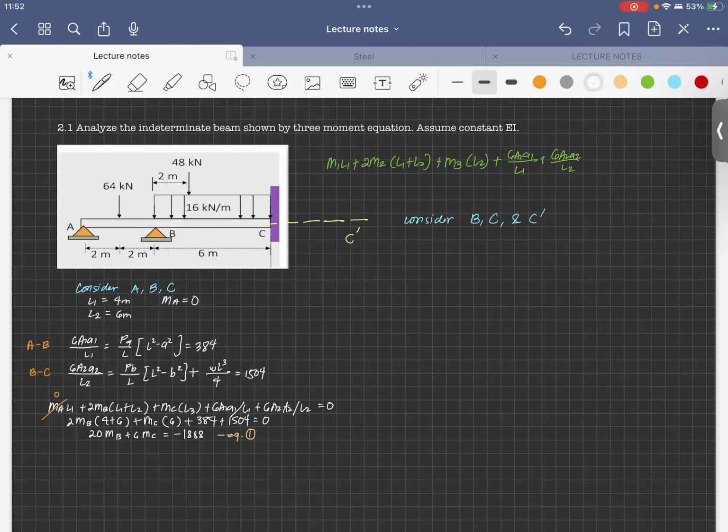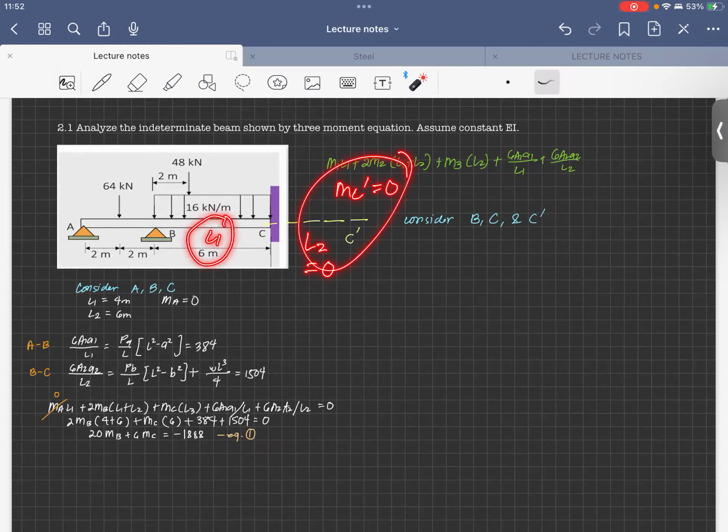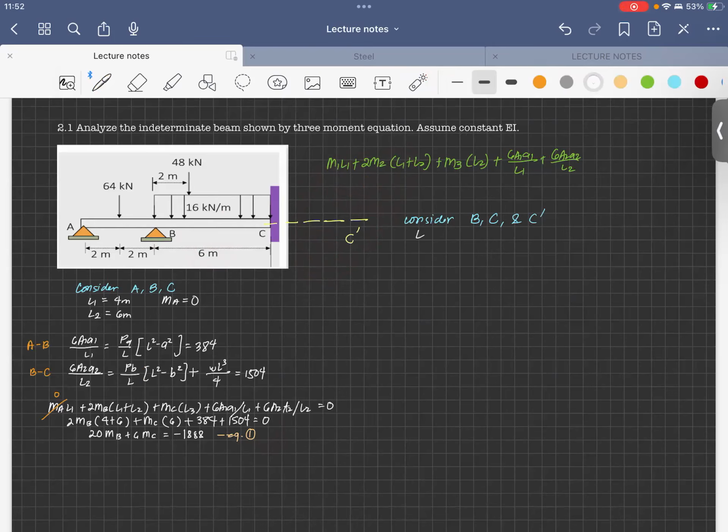So, I'm going to write here, what are the given? So, this will now be your L1 and this will be your L2. Definitely, L2 is 0. MC prime is also 0 kasi imaginary. So, ito na yung given, no? L1 is 6, L2 is 0, MC prime is 0. So, L1 is 6 meters. L2 is 0 kasi imaginary segment siya. And then MC prime is also 0 kasi imaginary point.